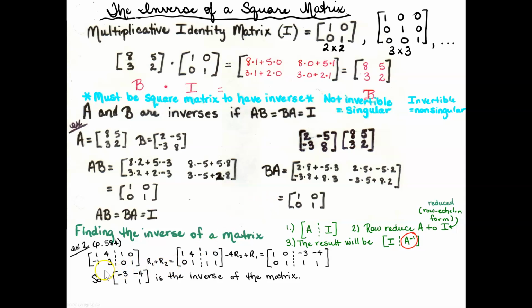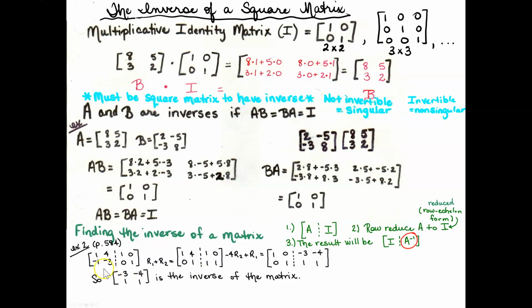So the first thing that we can do if we want to find the inverse is we can write the original matrix on the left-hand side and the identity matrix on the right-hand side. Then we're going to use elementary row operations to transform that into reduced row echelon form. So on the left-hand side, I'll have the identity matrix, and that will create the inverse on the right-hand side. Okay, so let's look at it.